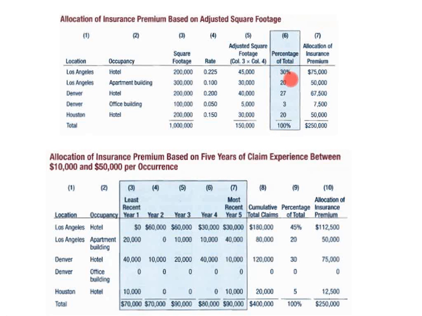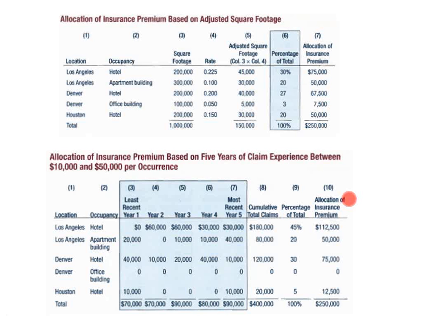Now we take the percentage again, and we do the same thing. 30% times 250, we come up with 75,000. 20% times 250 is 50,000. So this is the allocation of the insurance premium. So based upon the adjusted square footage, based upon kind of the risk here, we now say that this place should be paying 75,000, and the apartment buildings can be 50,000 of that total amount that they're going to be charged for that insurance premium.